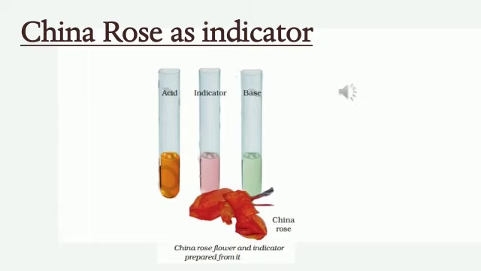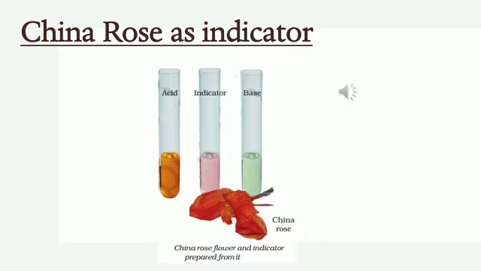Next natural indicator that we have studied was China rose. China rose is otherwise called Gudal. Using the petals of this China rose, we perform a few activities to check whether a solution is acidic or basic. For this, we have one small activity. We need to collect some China rose, that is Gudal petals, and place them in a beaker or test tube.